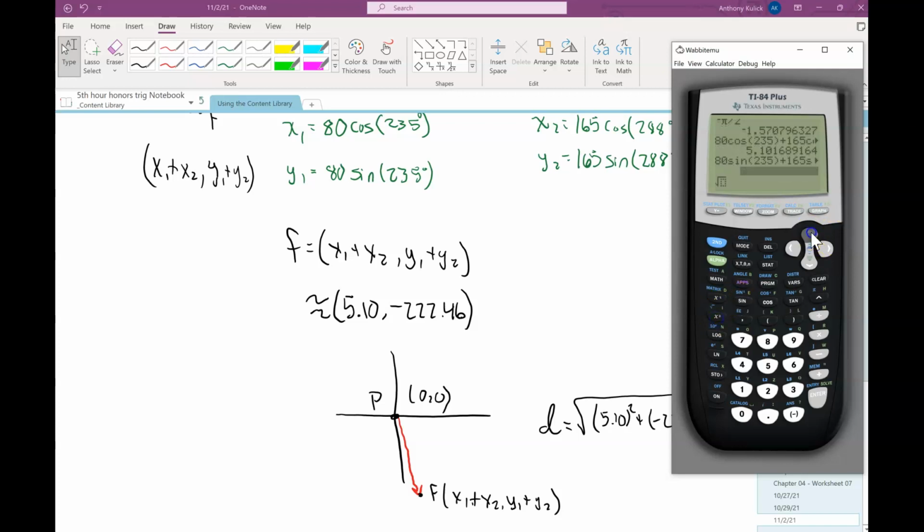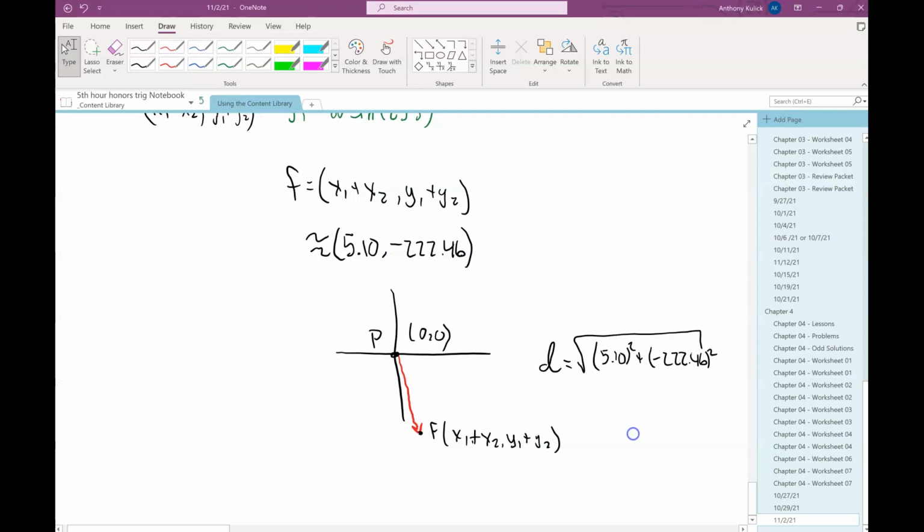So we'll go ahead and do that. Now, while I'm doing this, I got to be careful because that y coordinate is negative. I need to make sure I put a parenthesis around it before I square it, because the calculator's dumb. It'll square first and then make it negative, because that's the order of operations. So that should come out to be 222.51.